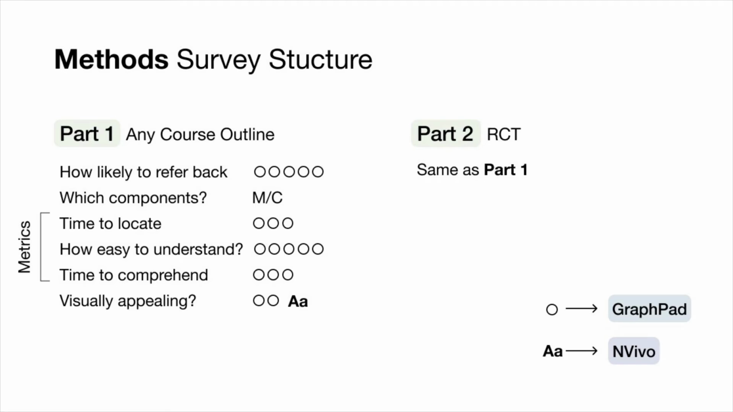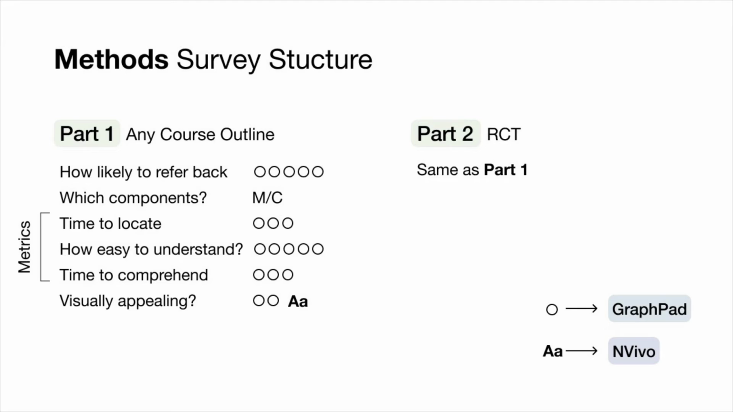So then we've got part two. This is where we get into the randomized control trial, and specifically with the course outlines from 2 AA3 and 3 PO3. So the questions in part two are the exact same as part one, but it's with the RCT.